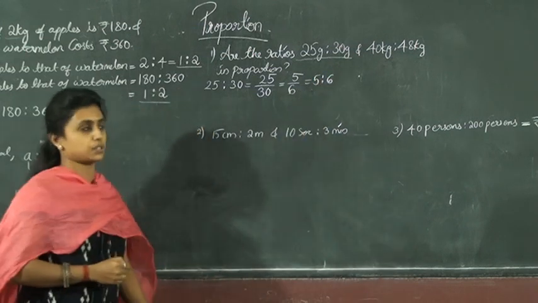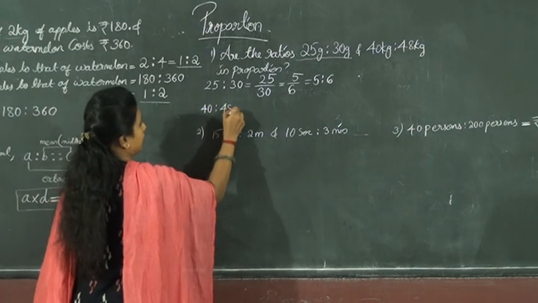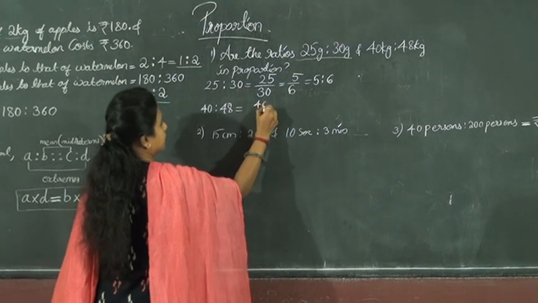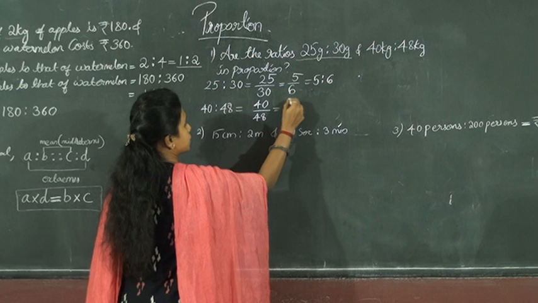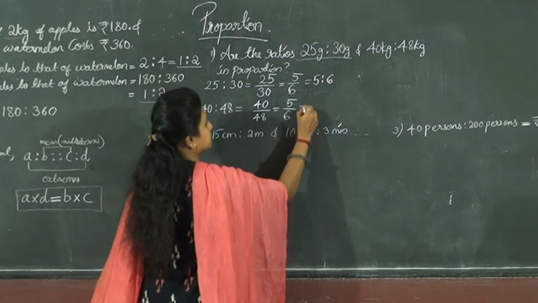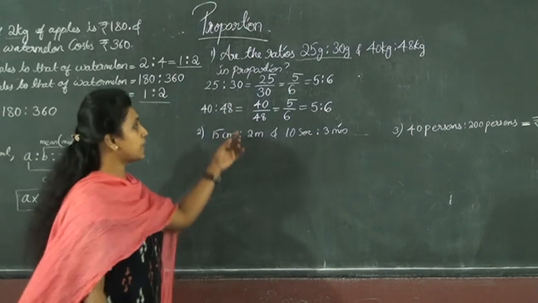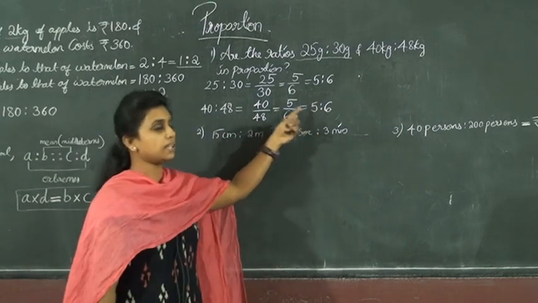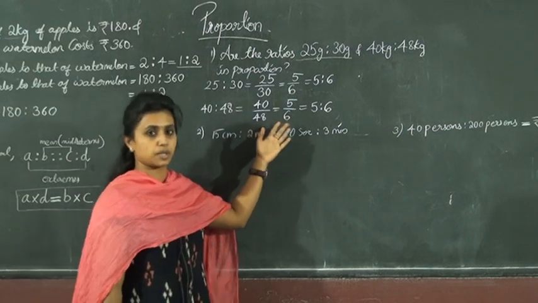This is the ratio. Second one, 40 is to 48. Here write it in fraction form, 40 by 48. Here also the ratio is 5/6. Hence the ratio is 5:6. Okay, both ratios are equal. So you can say that they are in proportion. If both are the same, we say they are in proportion.